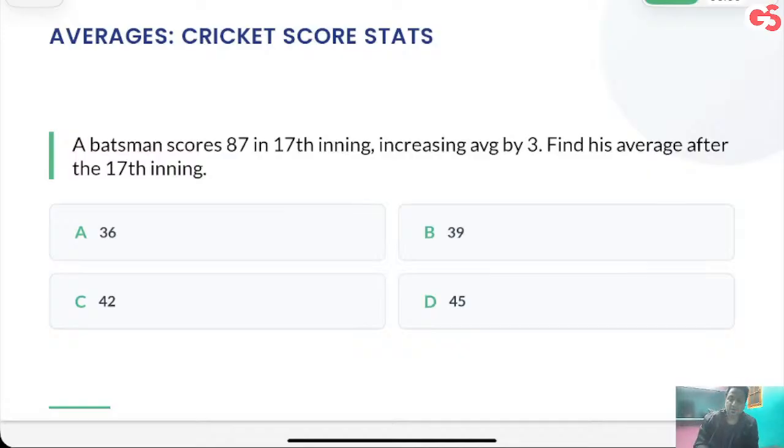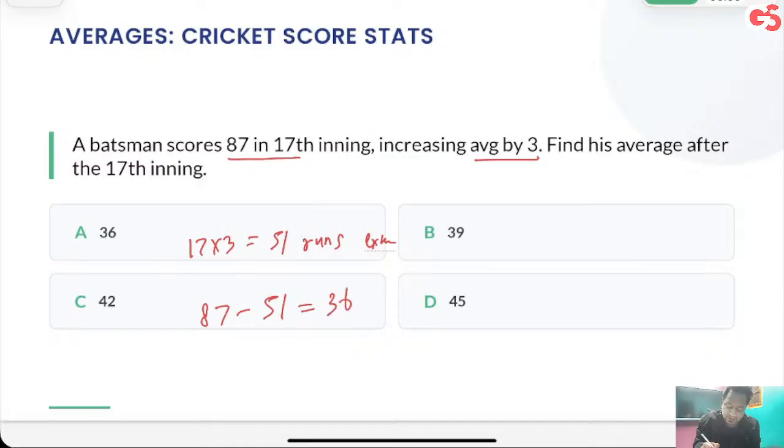All right, so we can do it both the ways. If you do it mentally in the mind, 87 स्कोर करने पे एवरेज 3 बढ़ गया 17 इनिंग्स पे. So basically 17 into 3, he has brought in 51 runs extra. Can I say that? So 87 minus 51 would give us 36, which was the average, right? Earlier, the earlier average increased by 3, 39 is the answer. Is that clear, everyone? Isn't this really cool? All of you got that?